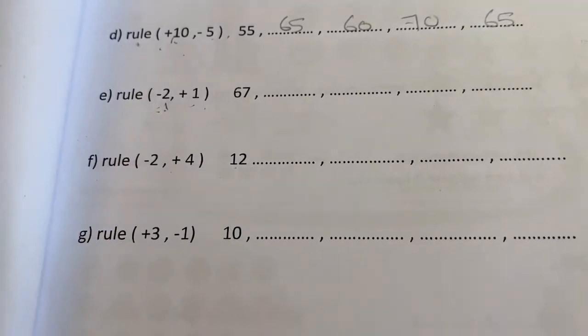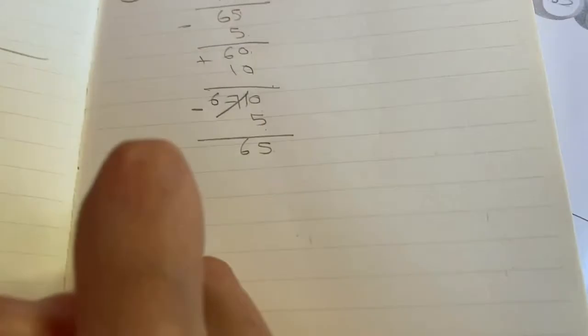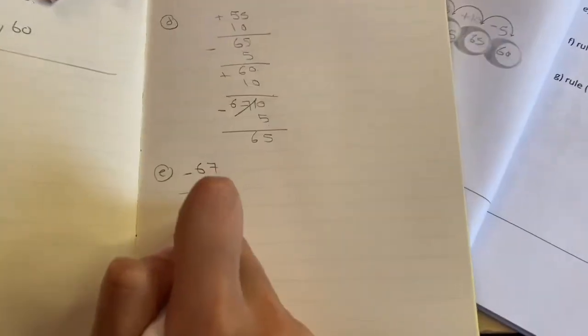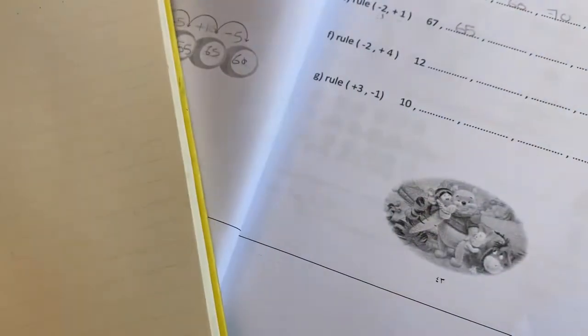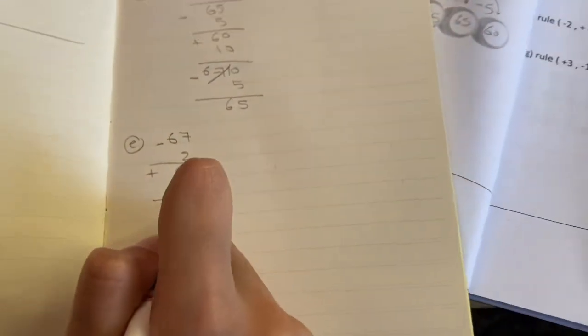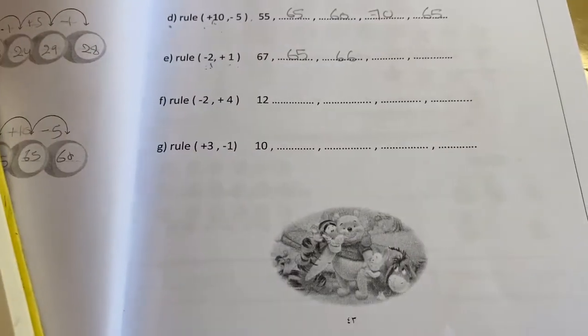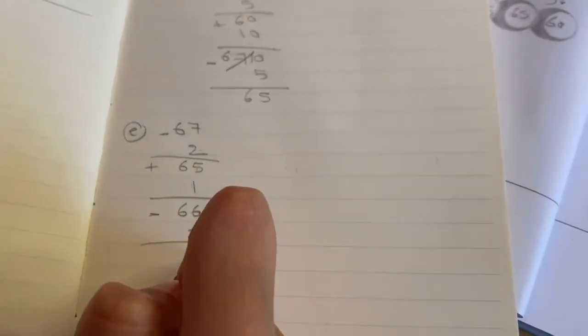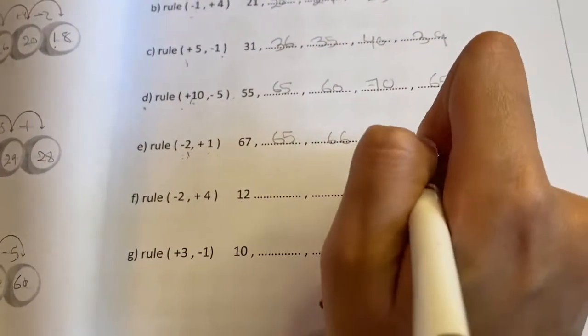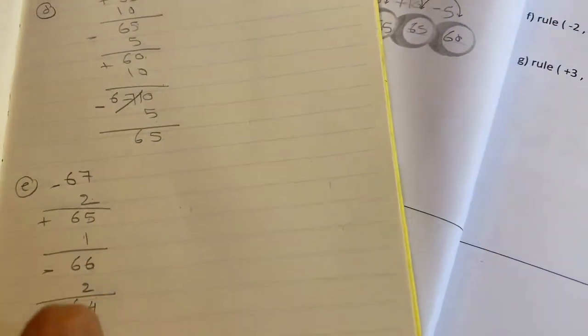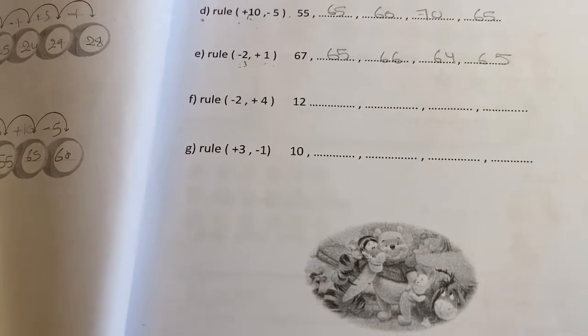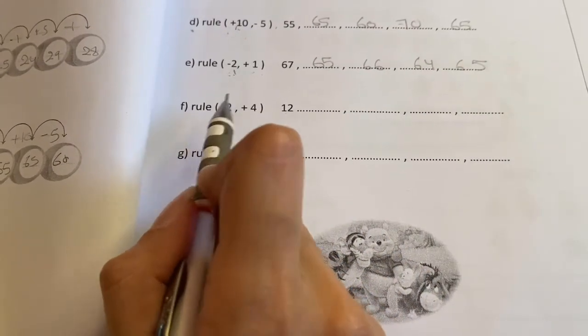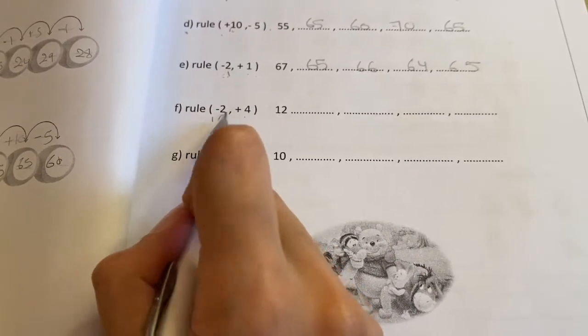Okay, letter E. The rule here is we're going to subtract 2 and add 1, subtract 2, and then add 1. Okay, 67 minus 2, 7 minus 2 equals 5 and 6. 65 plus 1, 5 plus 1 equals 6 and 6. 66 minus 2, 6 minus 2 equals 4 and 6. 64 plus 1, 4 plus 1 equals 5 and 6. 65.